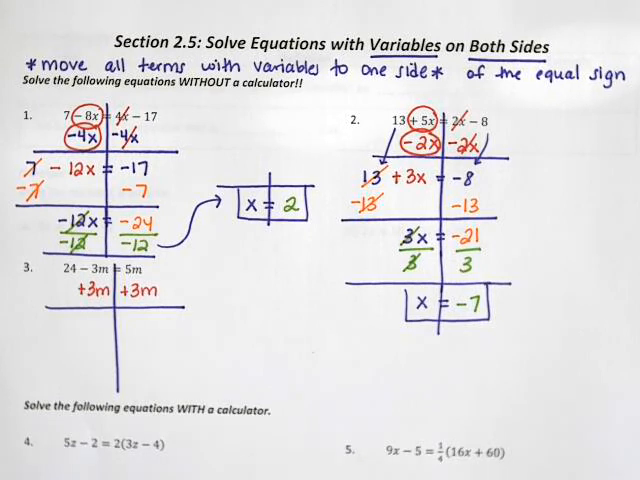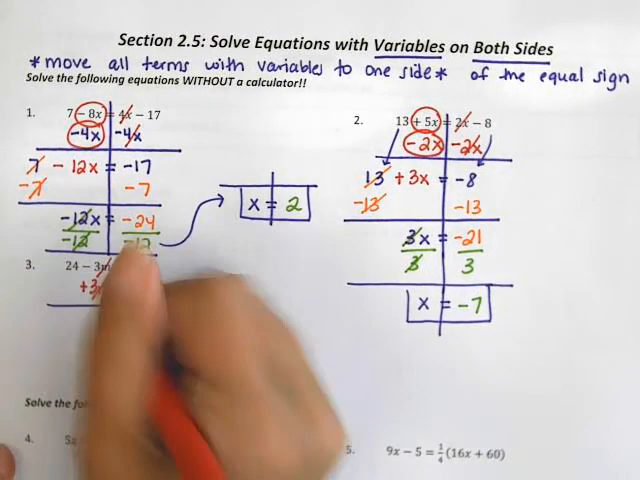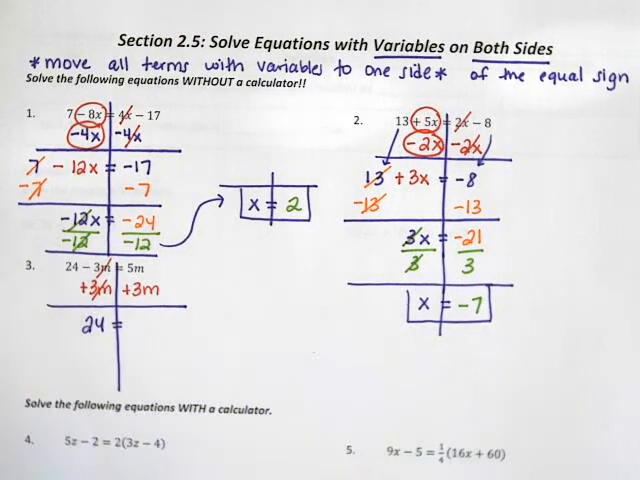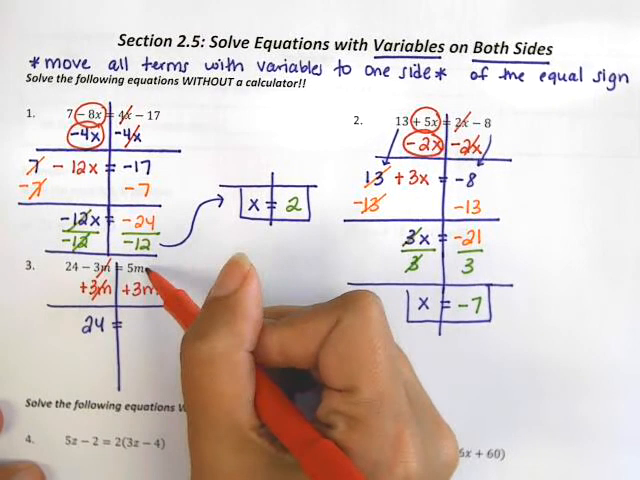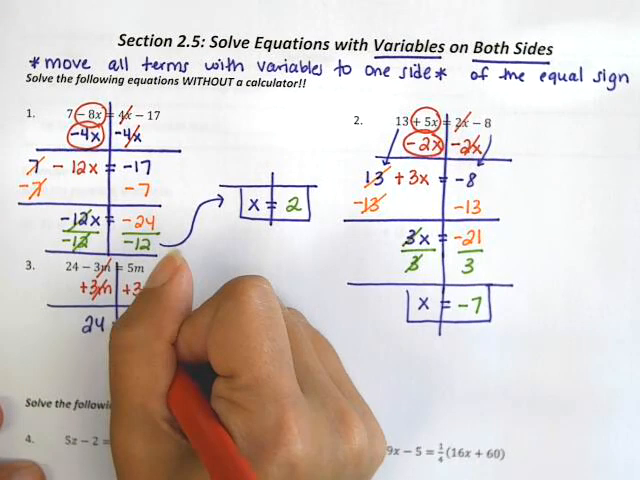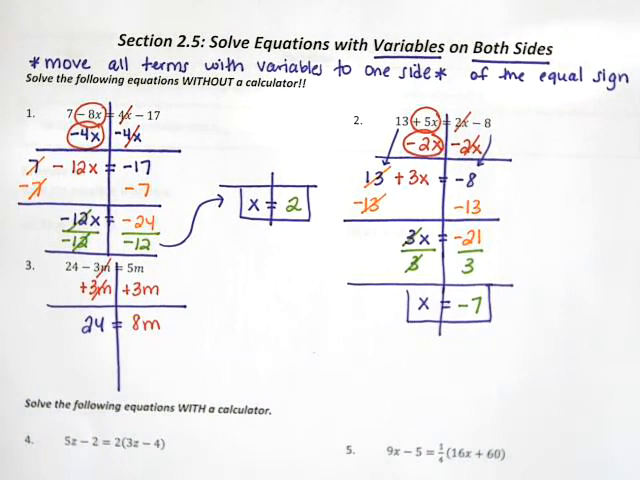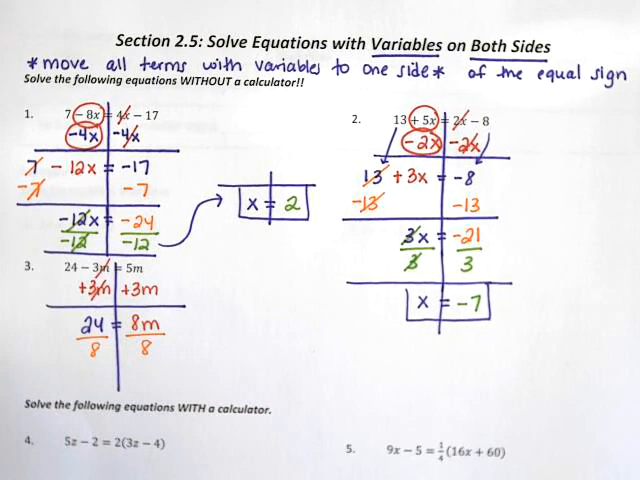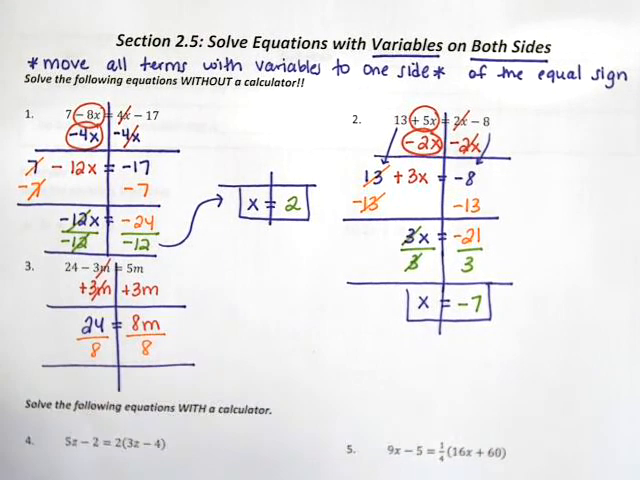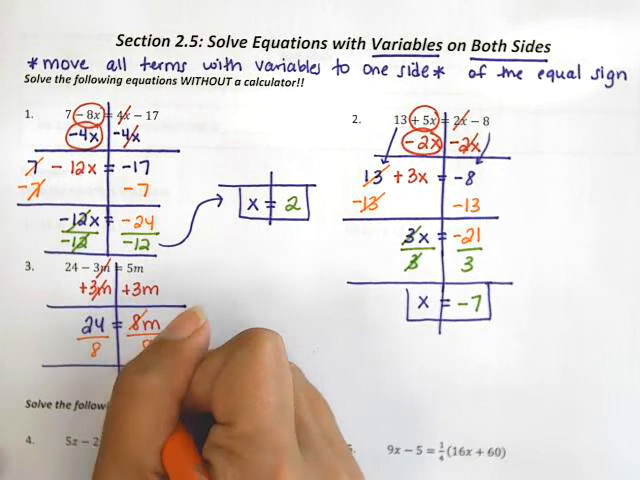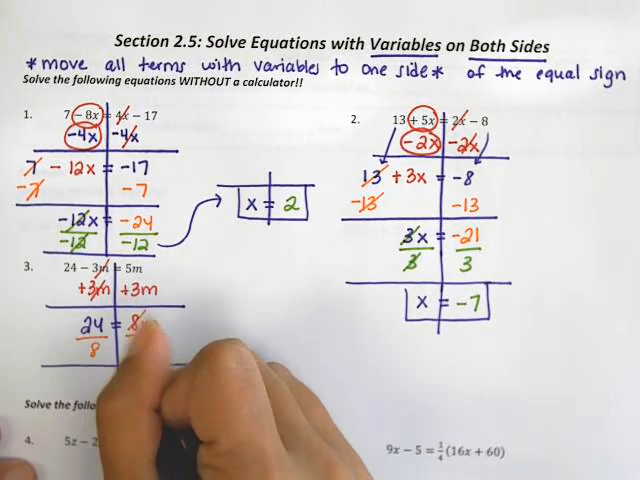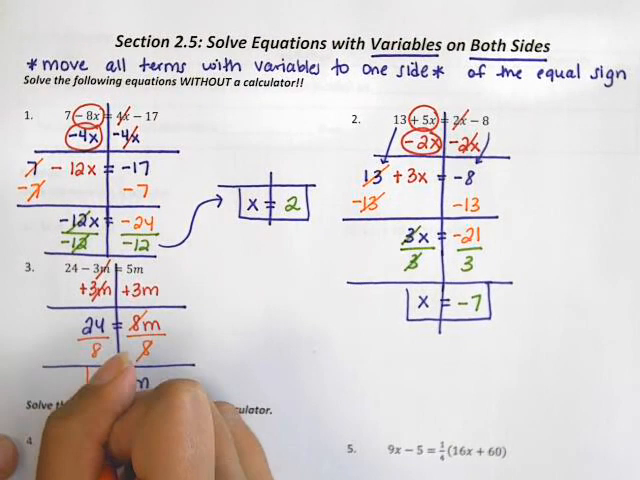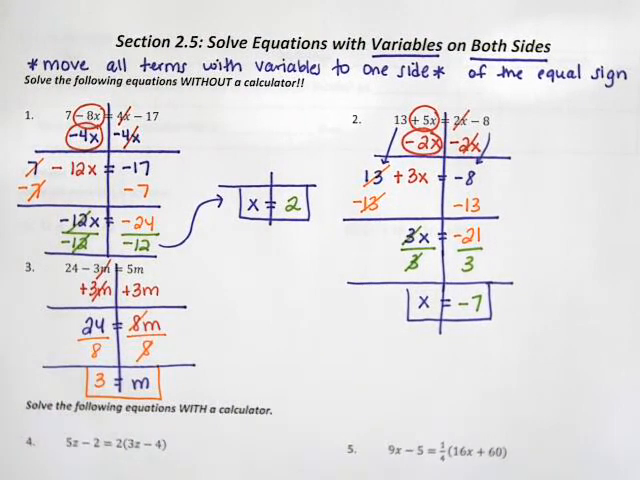So when I add 3m, the 3m cancels, which means I get 24 equals. On the other side, I get 5m plus 3m, which is 8m. And then I divide both sides by 8. Now when I divide by 8, the 8's cancel, and I just get m. 24 divided by 8 is 3, and that's my final answer.